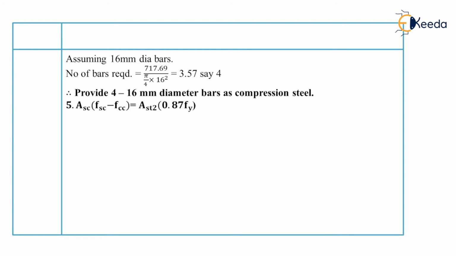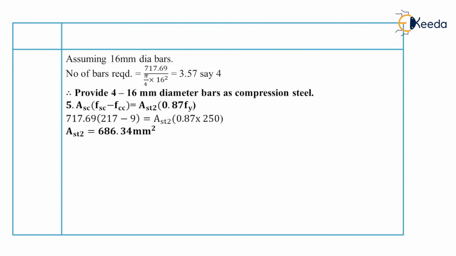Now next step is to find out the AST2. So from the equation ASC into FSC minus FCC, which is equal to AST2 into 0.87 Fy, we can find out the value of AST2. So here after putting all the values, AST2 is equal to 686.34 mm square.